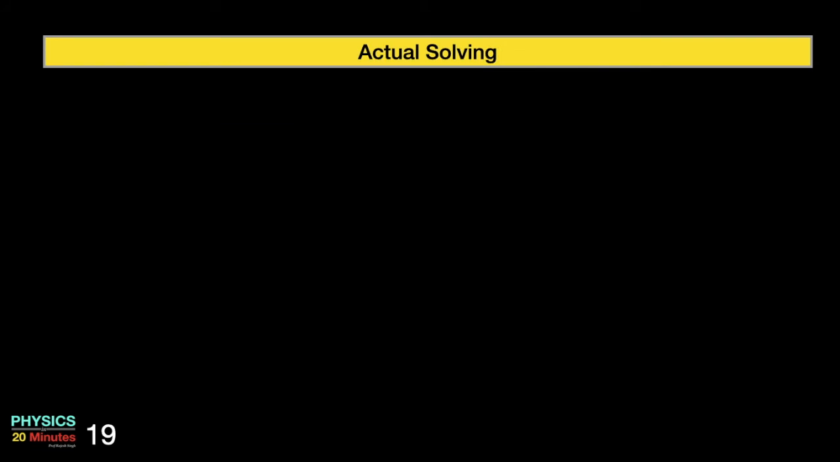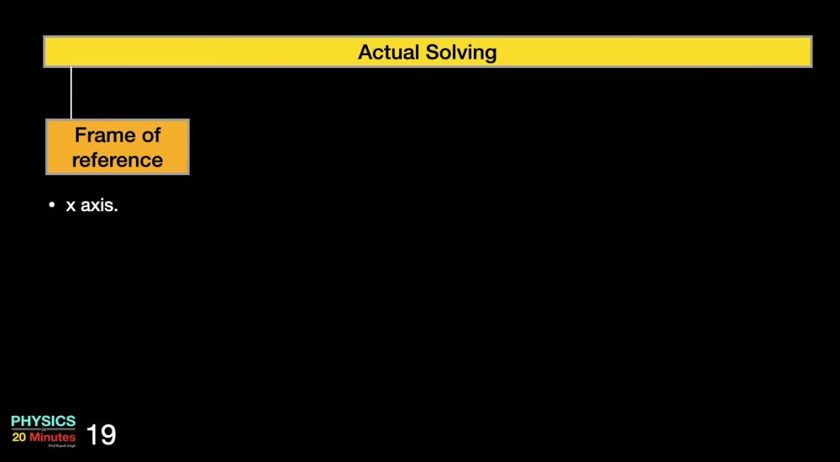Next is actual solving of the problem. In actual solving of the problem, we have to take care of many things. First is frame of reference. Since we have done motion along one dimension, the choice of x-axis is very important. Mostly it is chosen along the direction of the motion.